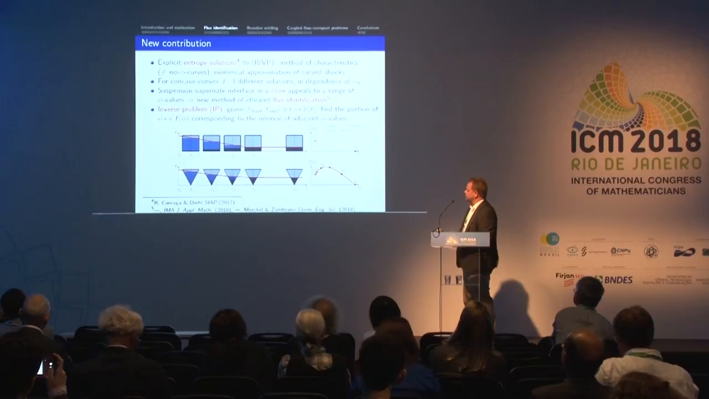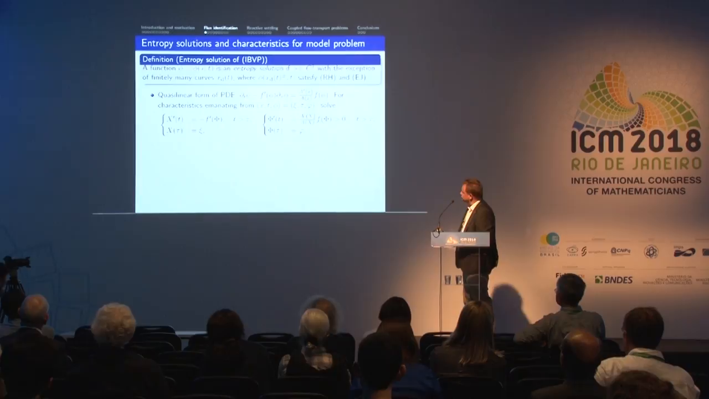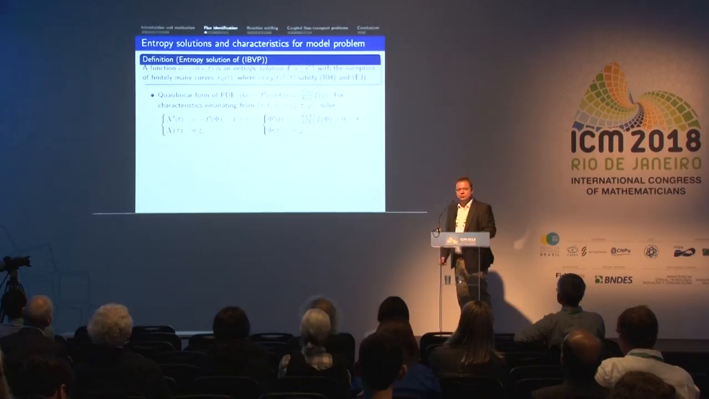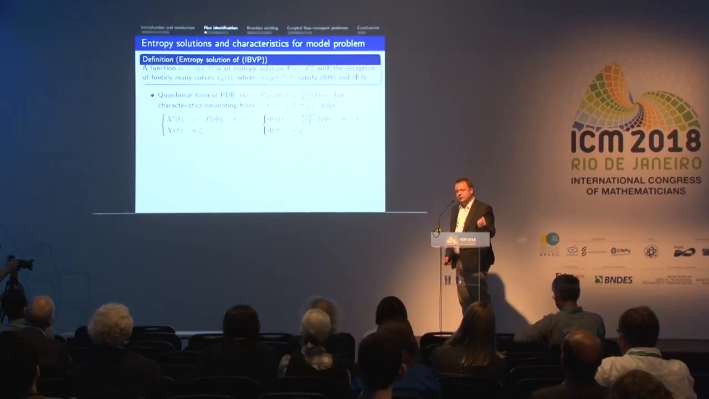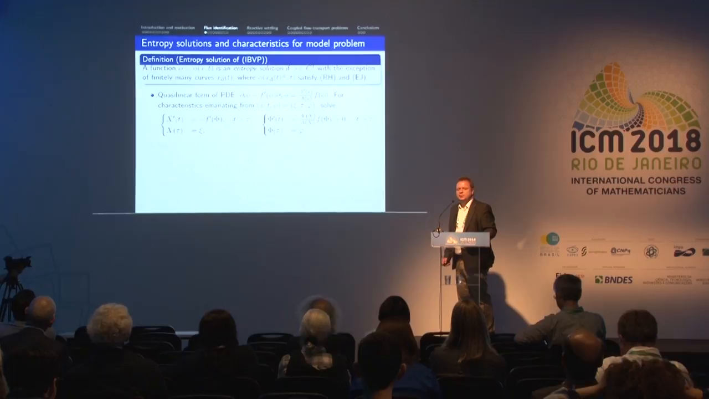Now, just as a reminder, how do we construct the solution? We have already mentioned that curved trajectories that mark discontinuities can be identified by solving the ODE that comes from the Rankine-Hugoniot condition.